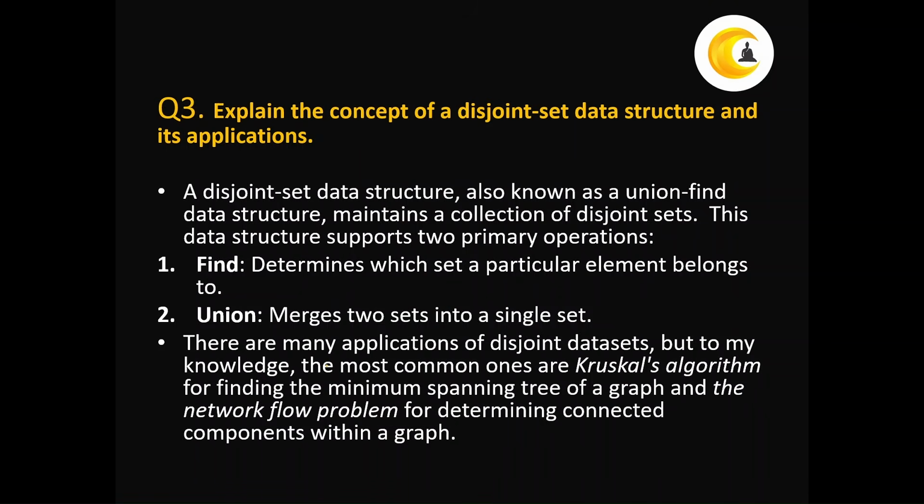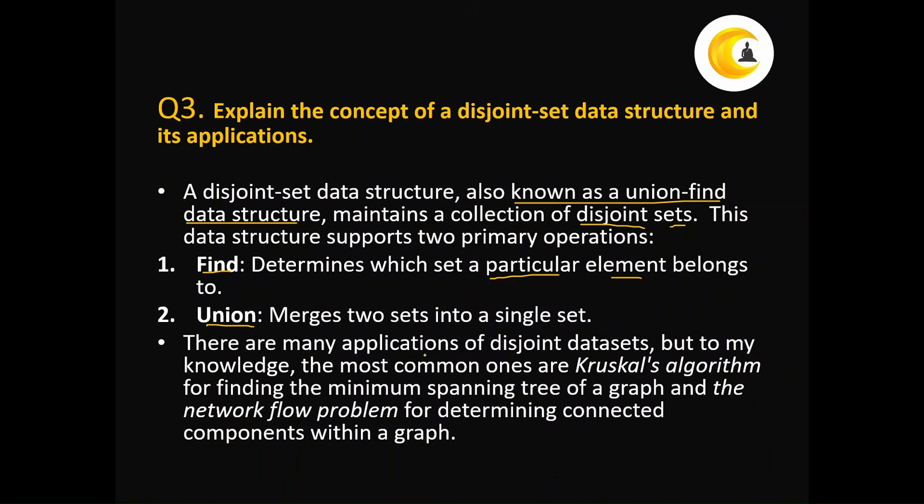Explain the concept of disjoint set data structure and its application. Okay. So the disjoint set data structure is also known as union find. Remember that people always ask what is a union find data structure. It is nothing but a disjoint set data structure that maintains a collection of disjoint sets. That's it. This data structure only supports two things. One is find, the other one is union. That is why it is called the union find data structure. Find determines which set a particular element belongs to, and union is basically merging of two sets into a single set, right?